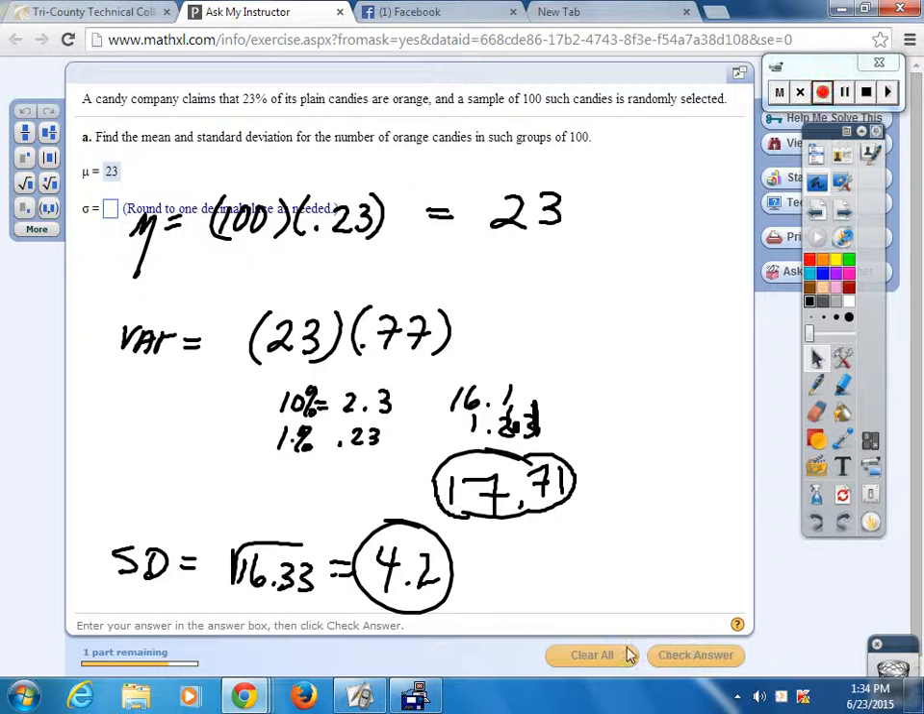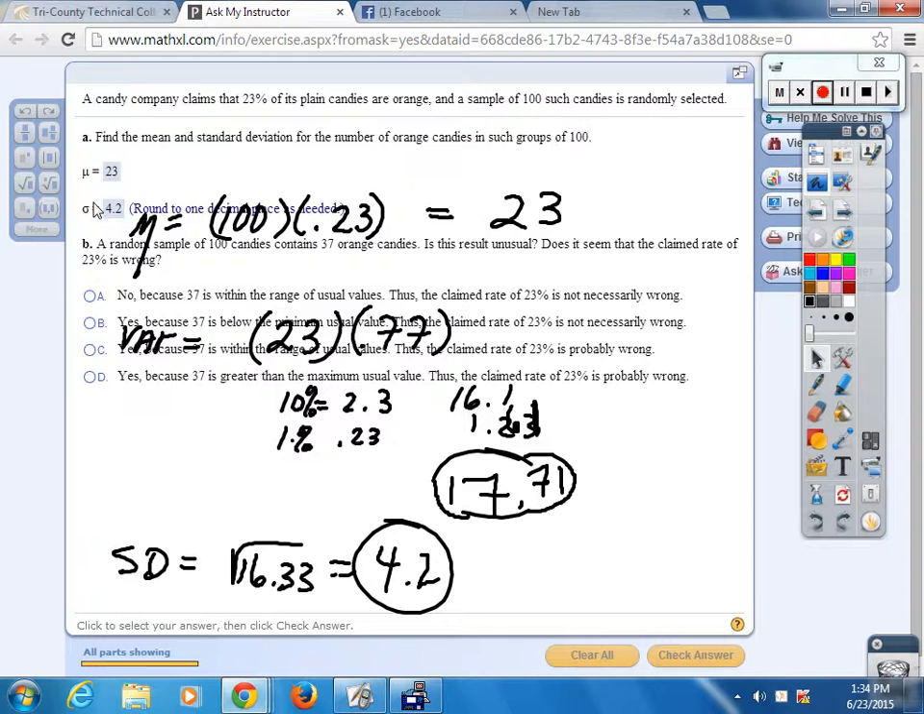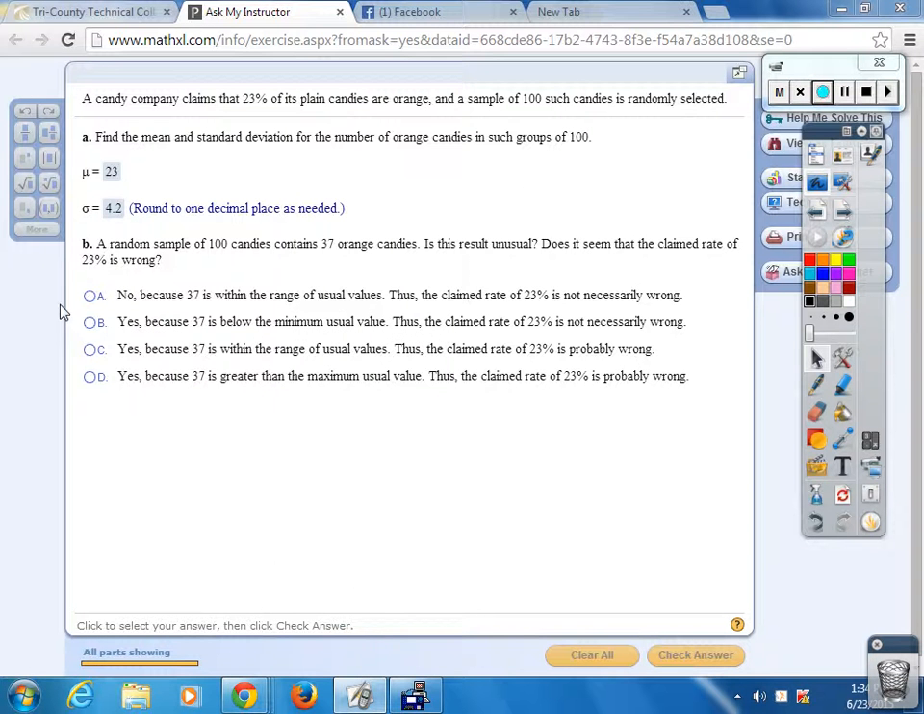So check the answer. Look, we got it right. And the standard deviation is 4.2. That's a good question. Oh, they're going to ask something else. Oh, yeah. So let's look and see. It says a random sample, you bought another pack of candy, and it had 37. So that's 37%. So 23 plus 4 is 27, and 27 plus 4 is 31. What did they get? 37. Is that unusual? Yes.